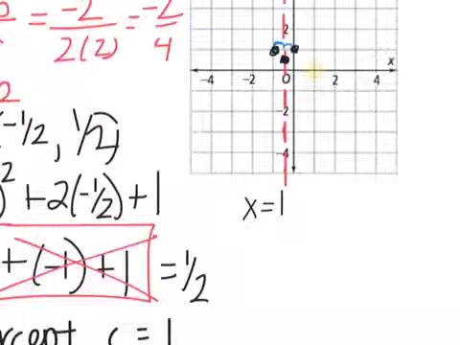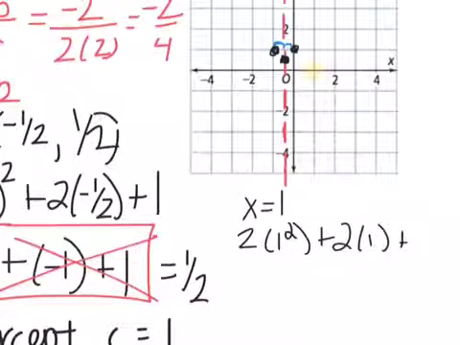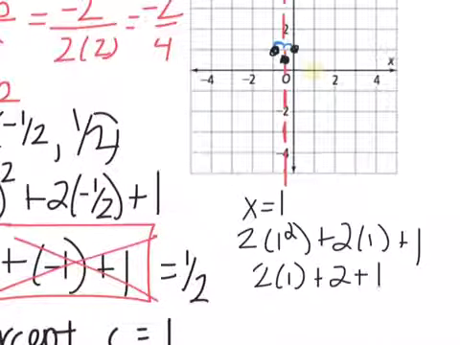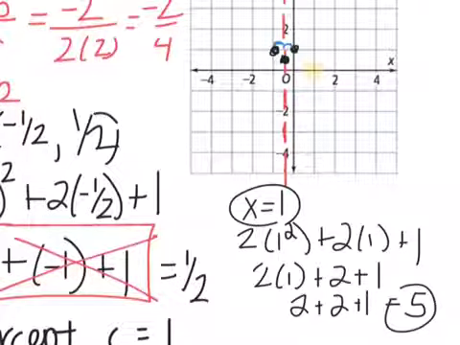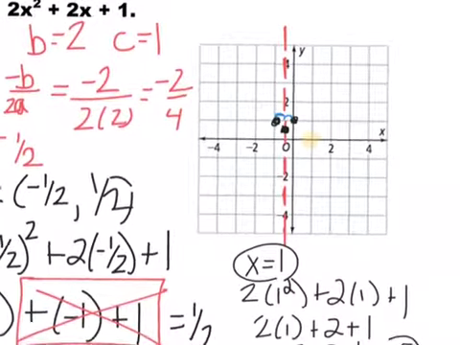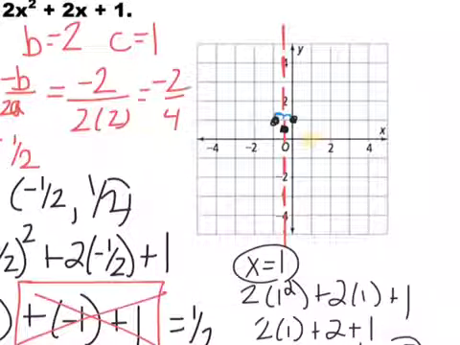for x, I end up with 2 times 1 squared plus 2 times 1 plus 1, which was the original equation. That gives me 2 times 1, because 1 times 1 is 1, plus 2 plus 1, which is really 2 plus 2 plus 1, which is 5. That gives me the ordered pair x equals 1 and y equals 5. So at 1, I need to put a dot up at 5. Here's over 1 and up 5.